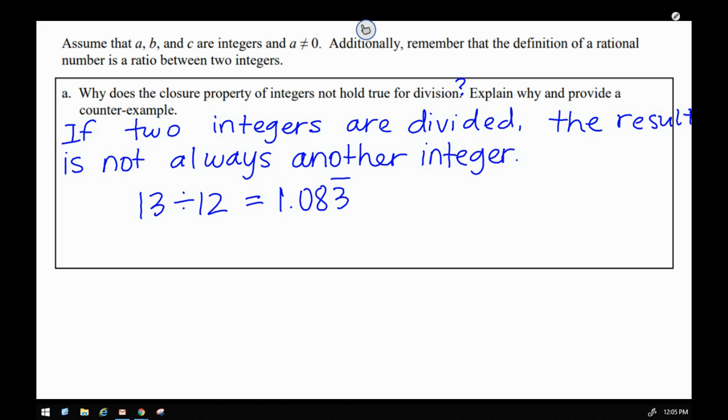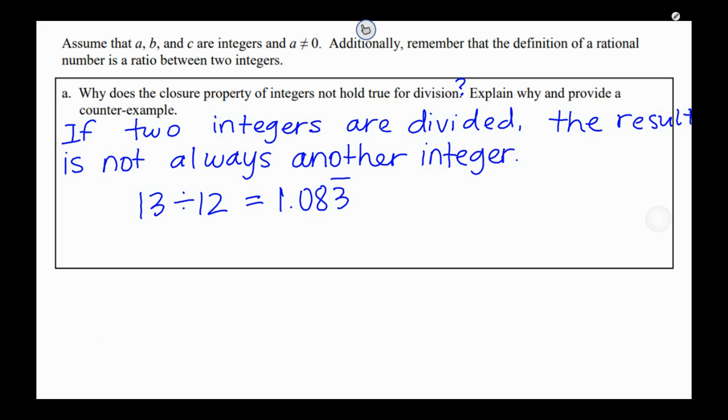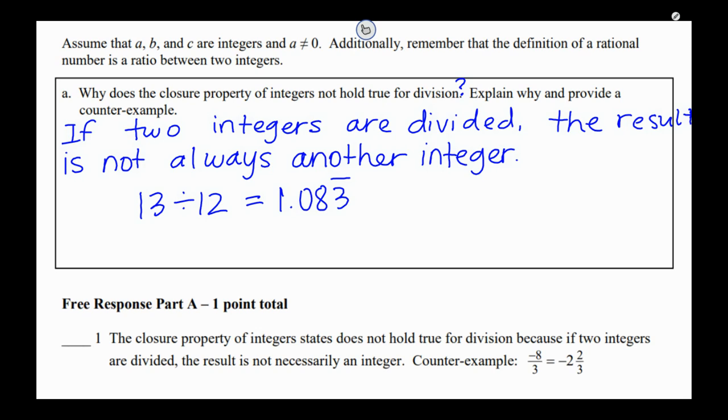So this part of this free response question is worth 1 point of the 9 total for this one question, right? So if I were grading this, you would get a 0.5 point for explaining it to me and a 0.5 point for your counterexample. So if all you give me is the counterexample, all I got was a 0.5 point there. Make sense? Okay.